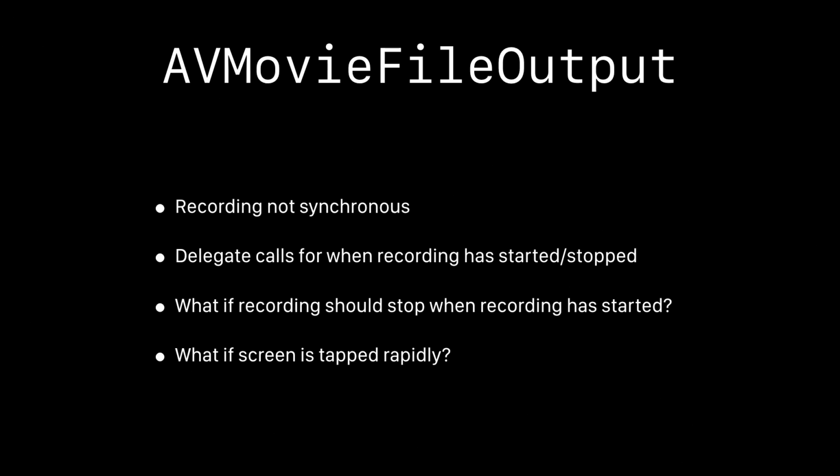So the first challenge I came into was actually the asynchronous starting and stopping of recording. What I found out is when you use AVMovieFileOutput, that's totally the easiest way to record video of any kind, the recording is not synchronous. That means that whenever you start recording, it doesn't start recording right away. It'll do some stuff, prepare a file, and then it'll start recording maybe a few hundred milliseconds later. But it does have some delegate calls, so it uses a delegate pattern to let you know whenever recording has started or whenever it has stopped, and also when something has gone wrong.